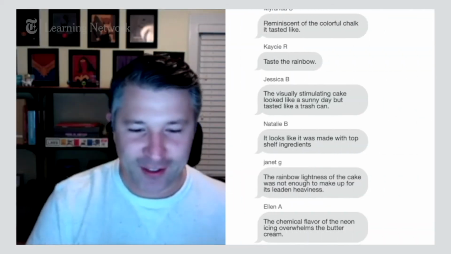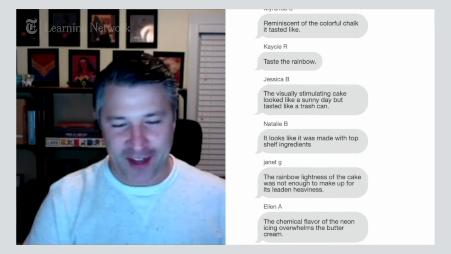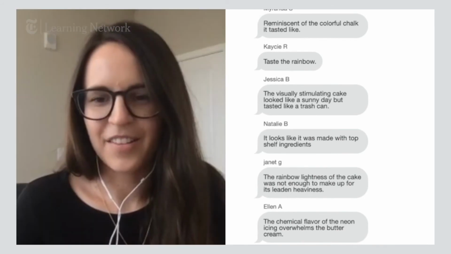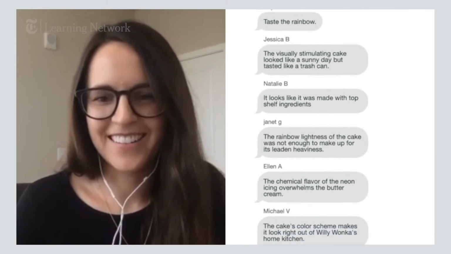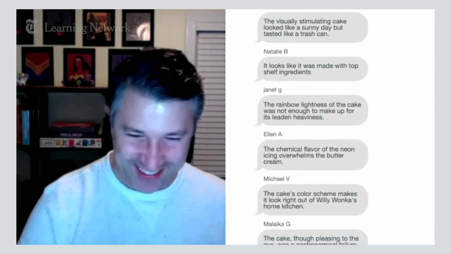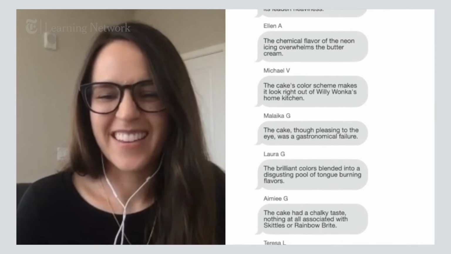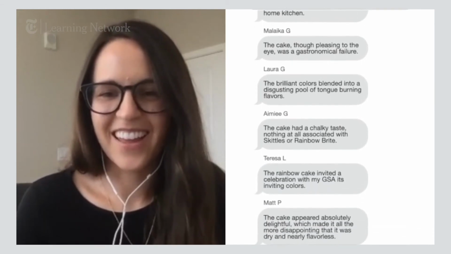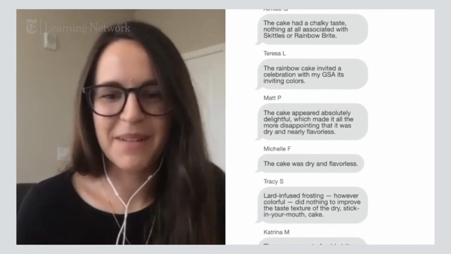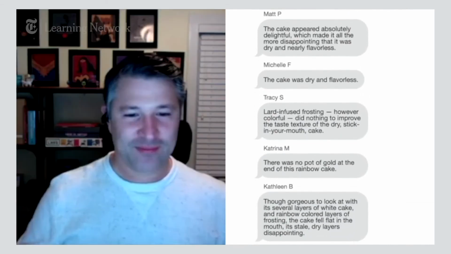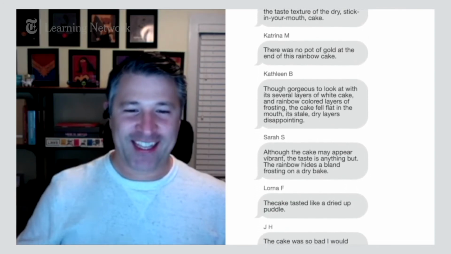Okay, I'm seeing the rainbow lightness of the cake was not enough to make up for its leaden heaviness. I saw something that said, it looked like a sunny day, but it tasted like a trash can. Love those similes. A lot of people saying it tasted like chalk, which I like that. Again, it's another image, that gritty taste in your mouth. Ugh. There was no pot of gold at the end of this rainbow cake.